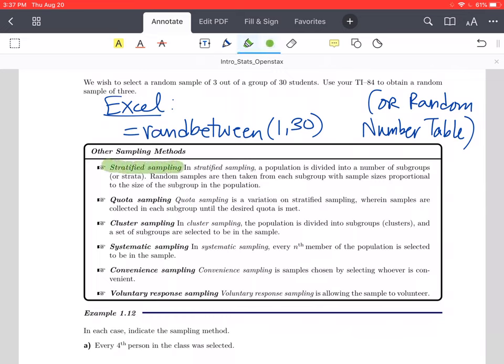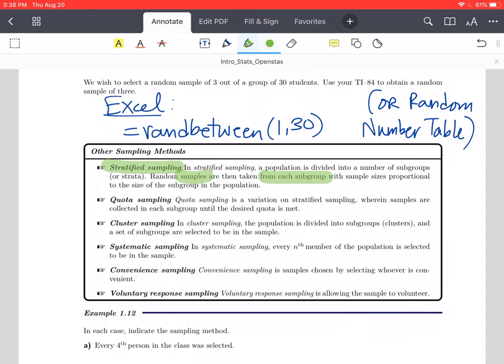So stratified sampling. This is where a population is divided into a number of subgroups, or strata. Random samples are then taken from each subgroup, with sample sizes proportional to the size of the subgroup in the population. So we're breaking it up into subgroups, and then take a sample from each subgroup, with the sample size proportional to the size of the subgroup. So if the subgroup is half the population, then we need a pretty big sample from that group.